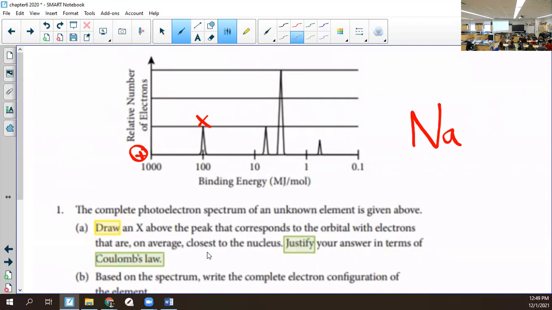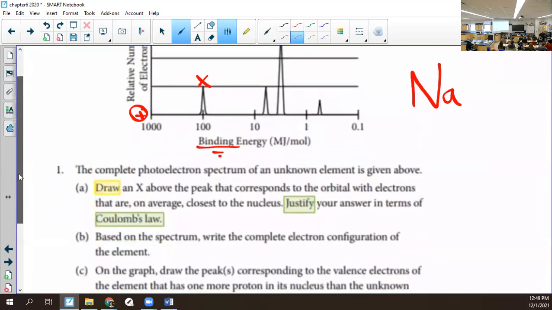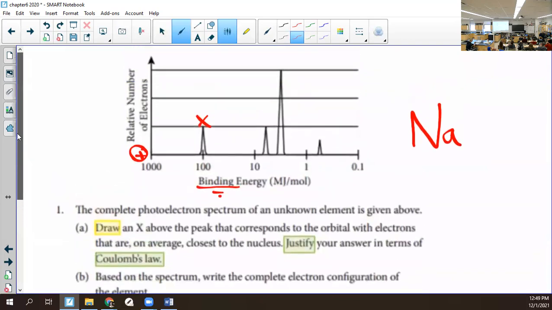All right. Justify in terms of Coulomb's law, you would say something about the binding energy, meaning it has the greatest force of attraction. We okay with that? Okay, based on the spectrum, write the complete electron configuration of the element. Super easy. 1s2, 2s2, 2p6, 3s1.